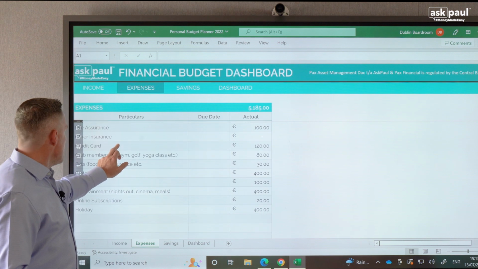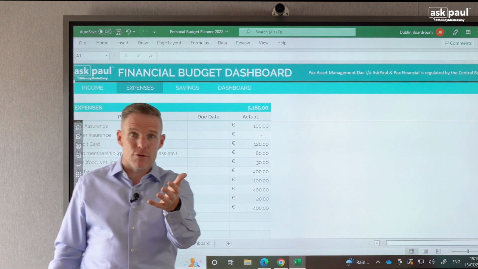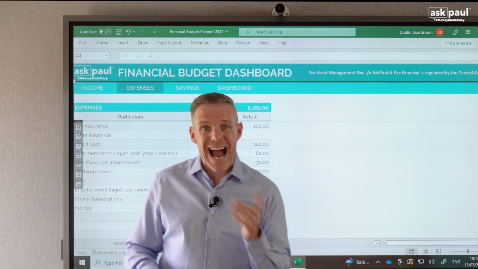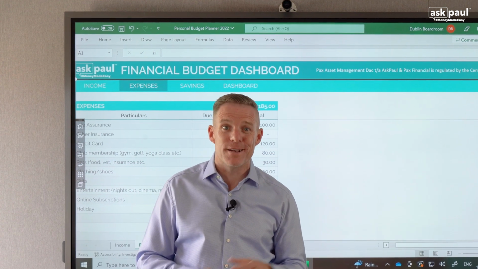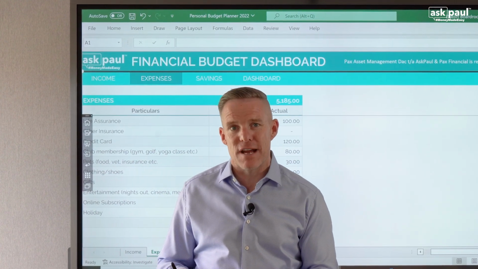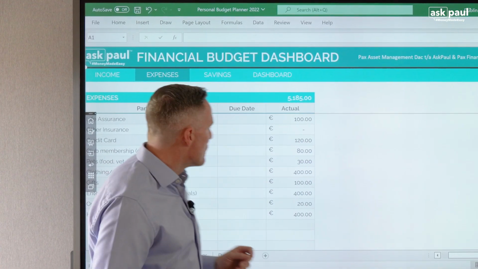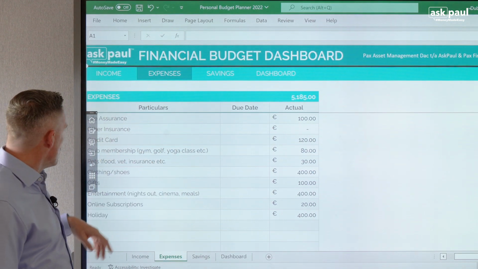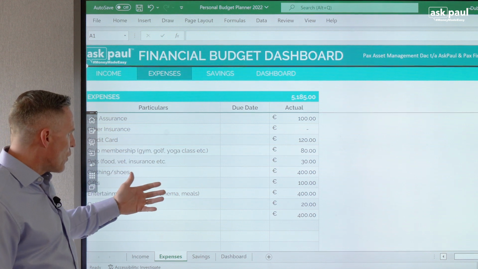Credit card, €120 here. Big tip, if you have an outstanding credit card balance, switch it to a 0% interest card. However, after 12 months, don't use it, because the 0% reverts to a really, really high interest rate. So make sure you kill the credit card over 12 months. Membership, pets here for €30 a month for insurance. Clothing and shoes at €400 per month.